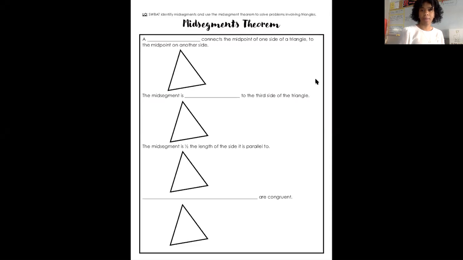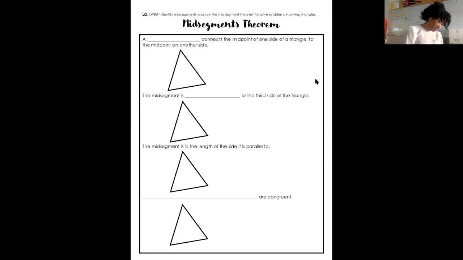Today we're talking about the Midsegments Theorem. Our lesson objective for today is students will be able to identify midsegments and use the Midsegment Theorem to solve problems involving triangles. All right, so Midsegments Theorem.